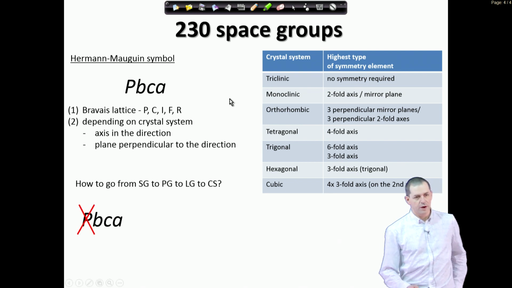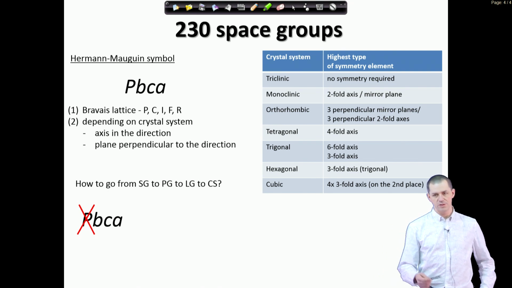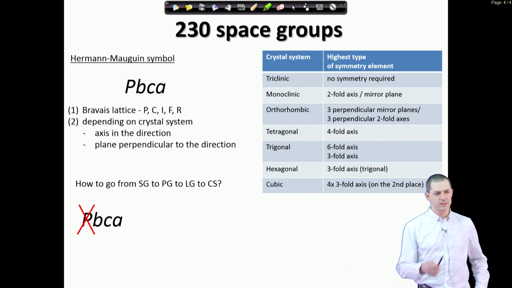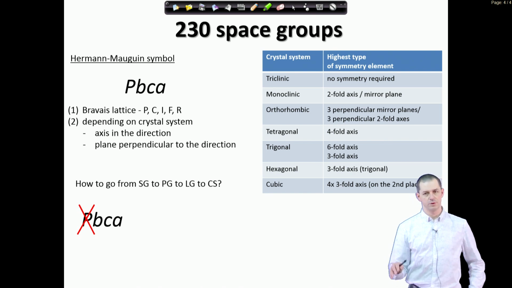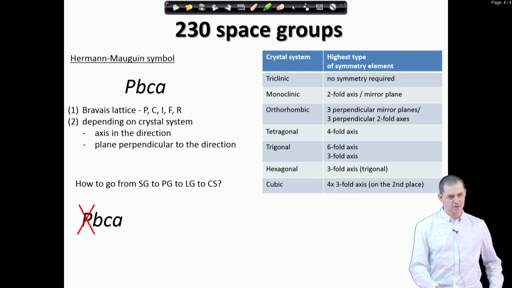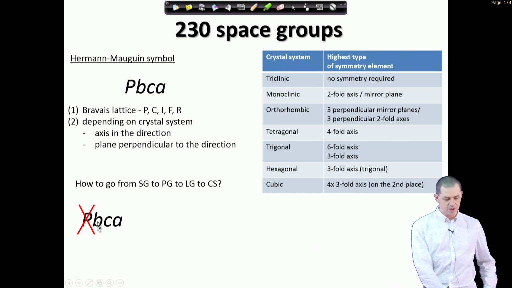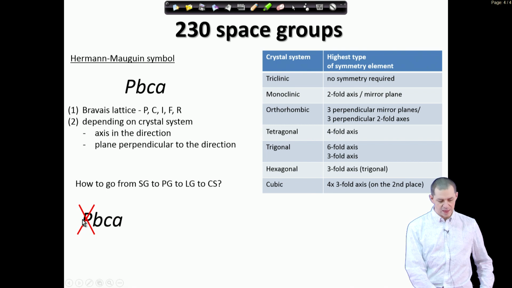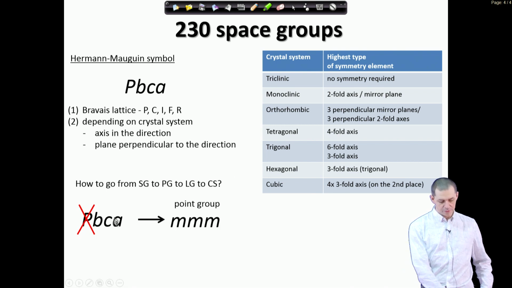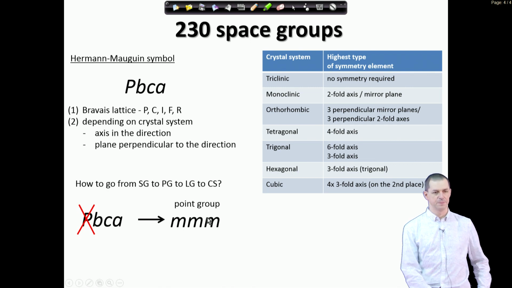So if we want to find the point group from the space group, which is important because we need to relate the symmetry of the crystal system with the symmetry of the diffraction pattern, again we'll come to this a bit later, then the recipe to get from the space group to the point group is very simple. You discard the symbol for the Bravais lattice and you replace all the letters which stand for glide planes or mirror planes with m. So from P, b, c, a, you obtain the point group mmm.